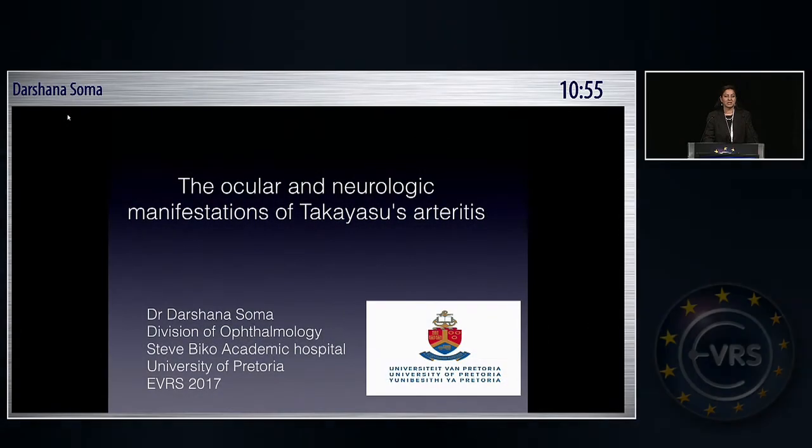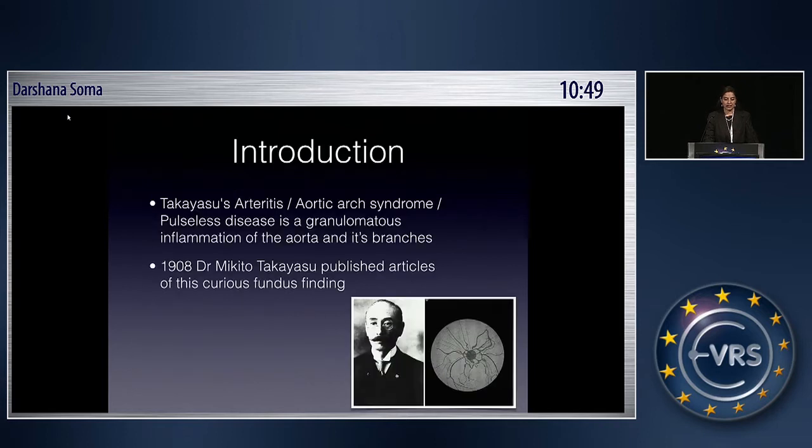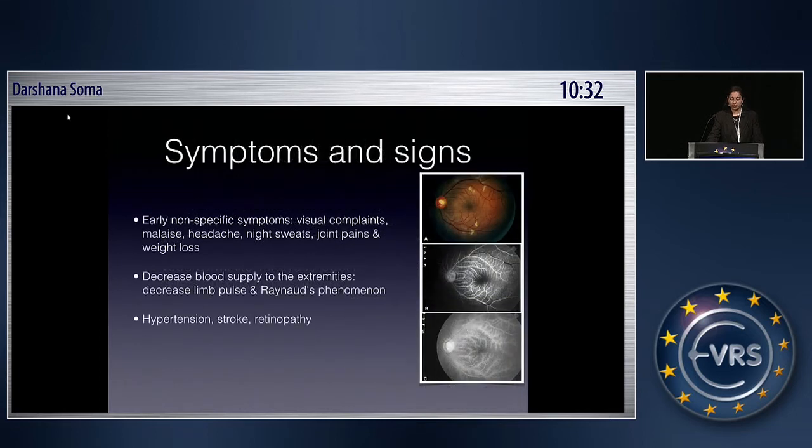Good morning, everybody. So I'll be talking a little bit about the ocular and neurologic manifestations of Takayasu Arteritis. Takayasu Arteritis is also known as aortic arch syndrome or pulseless disease, which is a granulomatous inflammation of the aorta and its branches. In 1908, Dr. Mikito Takayasu published several articles on these curious fundus findings.